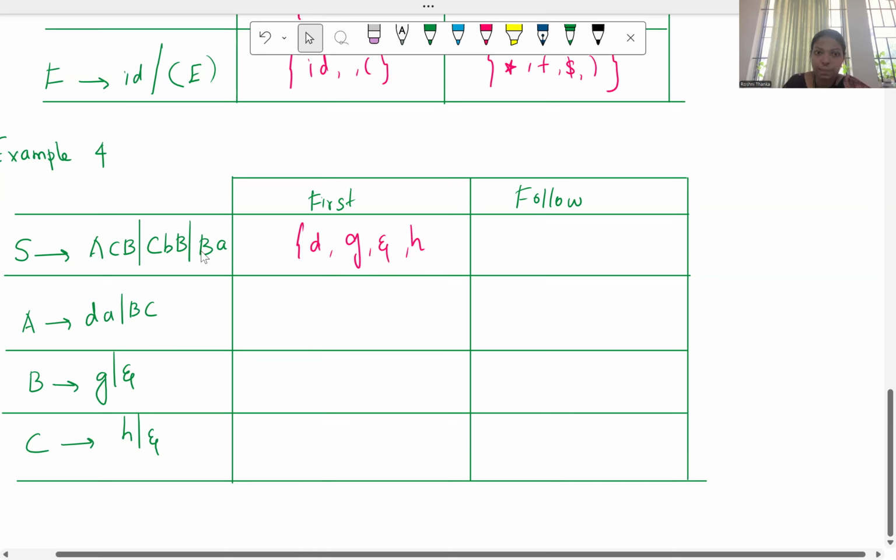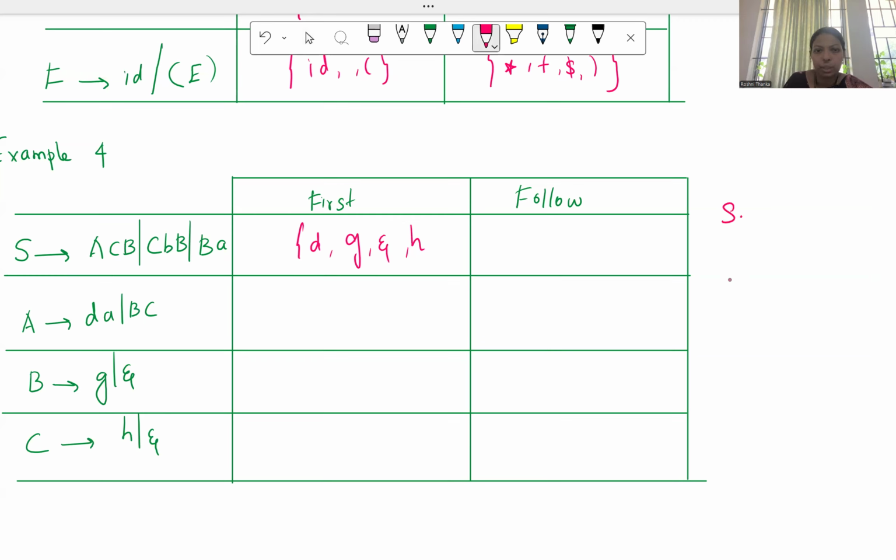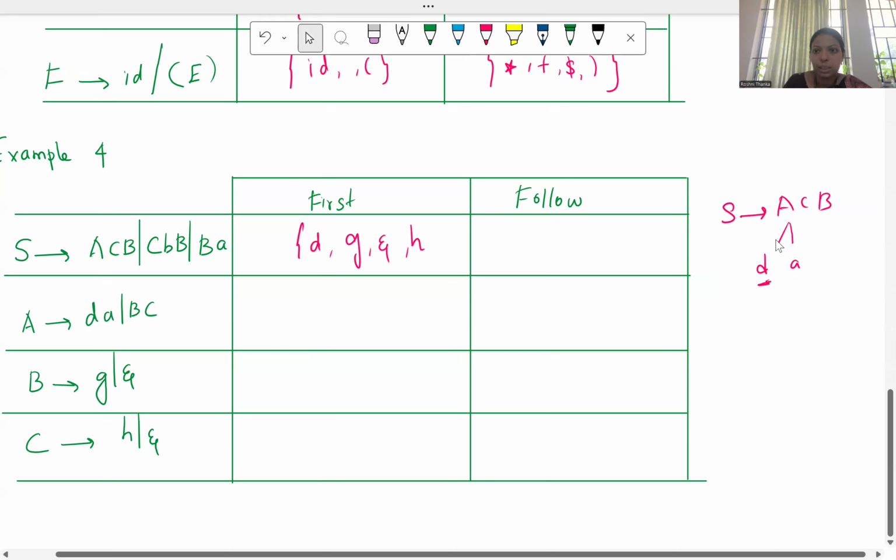And don't forget about this epsilon. Now the factors, I'll write it anyway. S derives A, C, B. In this case, A is there. So A can be derived as D, A. So in this case, I took D and I put it here. And we have another production for A. What is another production for A? B can also be followed by C. So B can be derived as G. So I included G. And B can also be derived as epsilon, right?